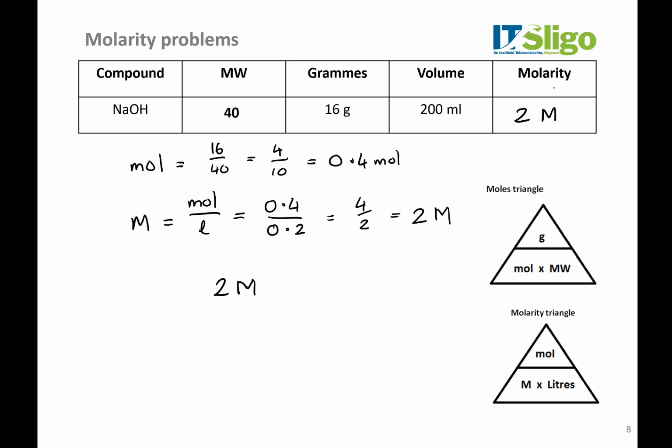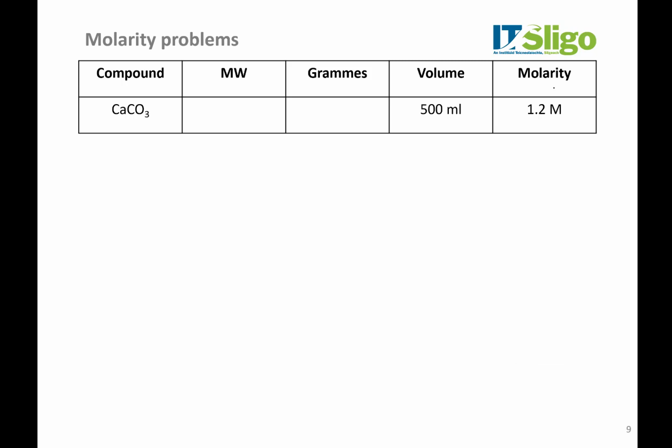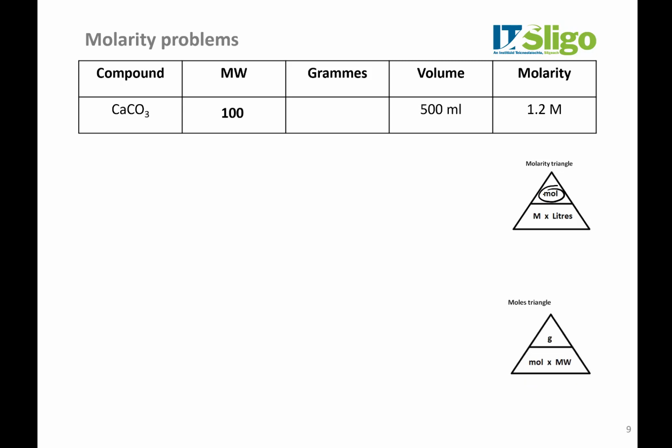We look at the next one. Calcium carbonate, one of my favorites because it's got a molecular weight of 100. Now in this case, guys, we're given the volume and the molarity. So we're going to calculate the moles using those values. We can't calculate the moles using the second triangle yet because we don't have enough information. We only have the molecular weight. We don't know the grams. We don't know the number of moles.